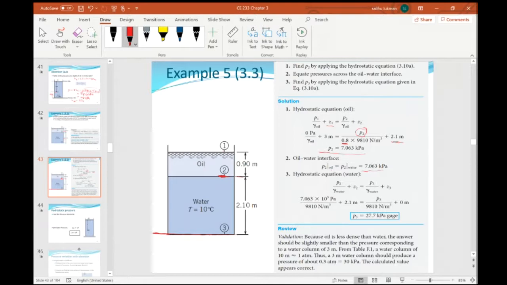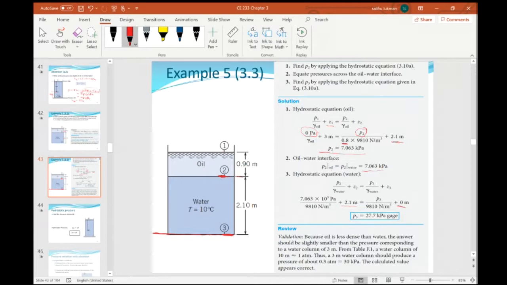So now P2 is equal to this value over gamma, the specific weight, plus Z2, which is the elevation for the water column, 2.1 meters. At the bottom, which is our reference point, Z3 is going to be 0. So this is our P3. Here the only unknown is P3, which we can make the subject of the formula. Because we equated the atmospheric pressure to be 0, the final value of the pressure we obtain here is gauge.